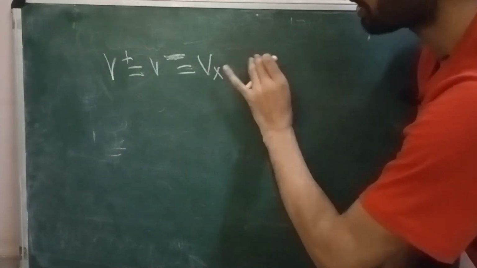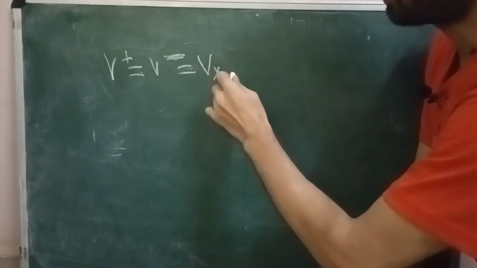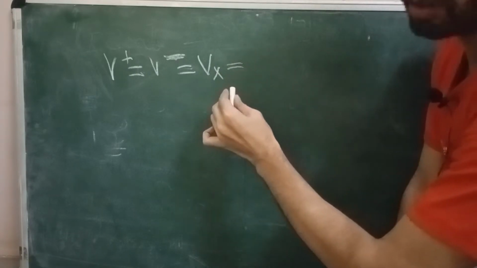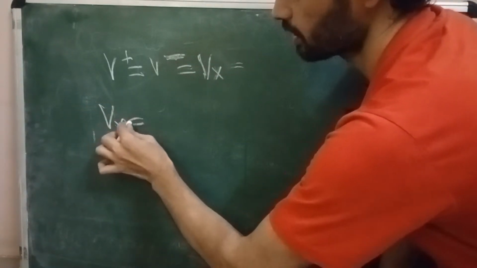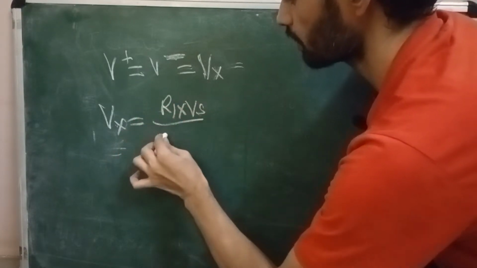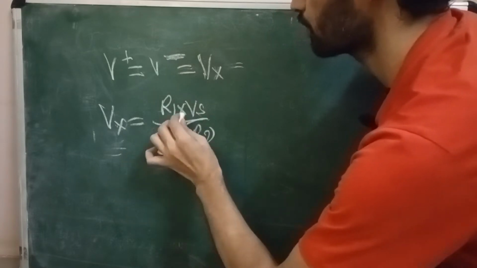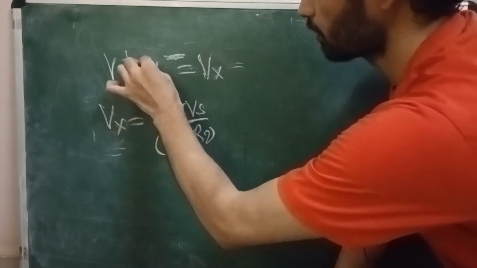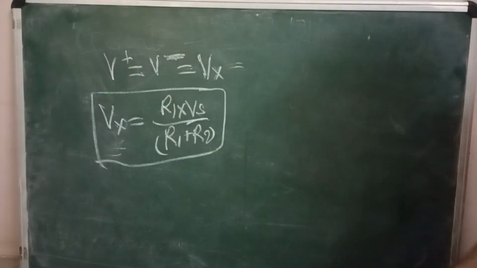If we solve this, at the non-inverting terminal, this voltage Vx, by applying the voltage division rule, is equal to R1 into Vs divided by R1 plus R2. So this is my Vx voltage. At the inverting terminal, this is also my voltage Vx.